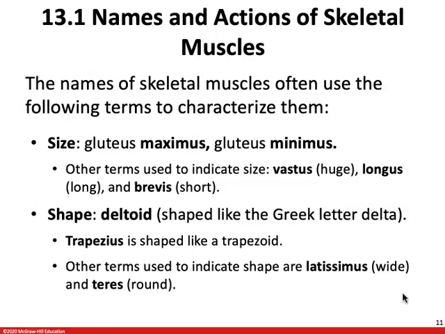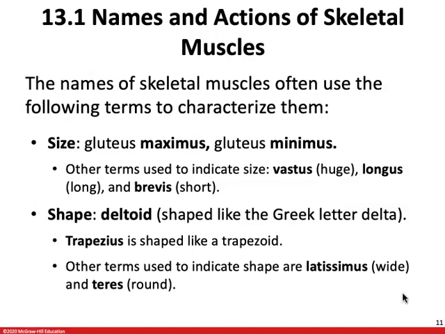But since most of you will be taking an anatomy and physiology course in the future, I do want to at least cover some of the basics of the naming concepts, rules, and regulations of naming these muscles. So the names of the skeletal muscles often use the following terms to characterize them. A lot of times muscles are going to be named for their size or their shape or their location or the direction of the muscle fibers. If you are familiar with a few of these key terms, it can greatly help you in the memorization, and can greatly help you understand the different muscles you're looking at if you understand their name.